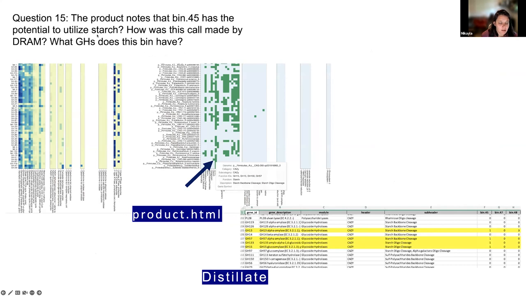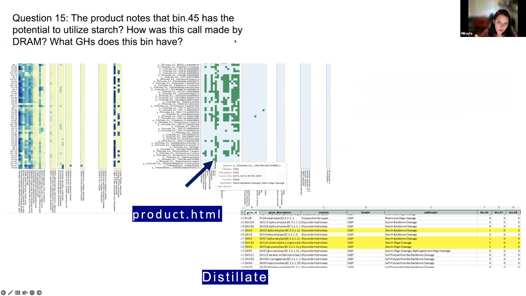The next question was, the product notes that bin 45 has the potential to utilize starch. How is this called made by DRAM, and what GHs does this bin have? So again, remember that all of these genomes or all of these files that come out of DRAM are linked.